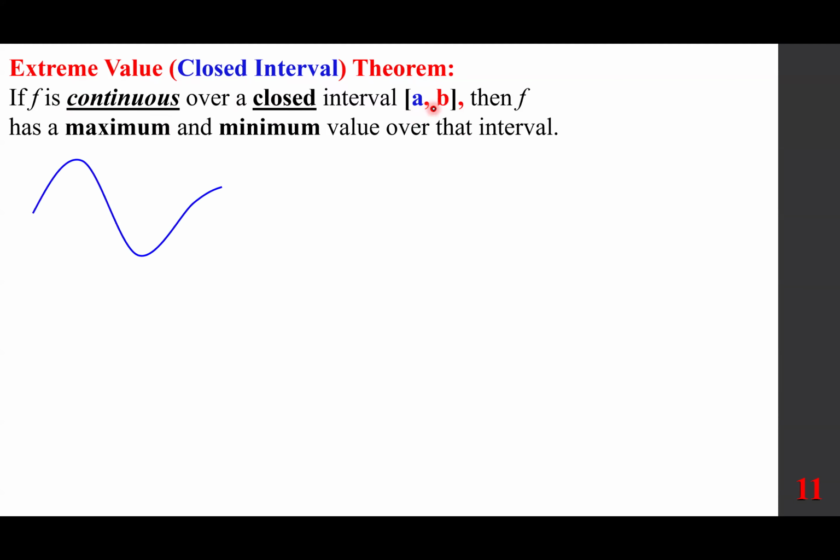Then when that happens, maximum and minimum can be anywhere. In this case, both of them. This is the absolute max, this is the absolute minimum. Both of them at interior points. So maximum and minimum at interior points.